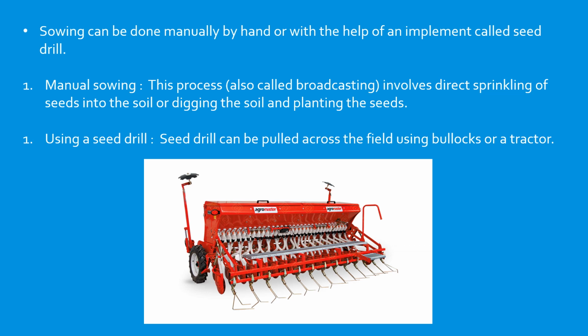Using a seed drill, which is a machine, it can be pulled across the field using bullocks or a tractor. Seeds sown using a seed drill are distributed evenly, and they are placed at the correct depth in the soil.